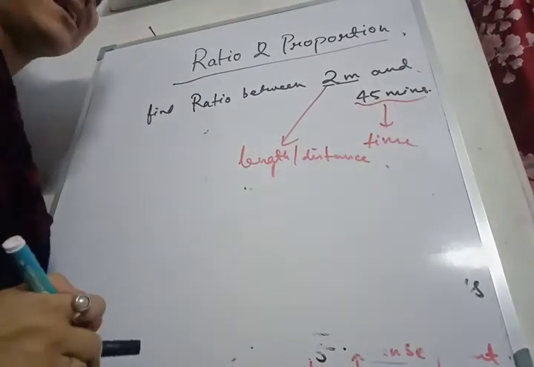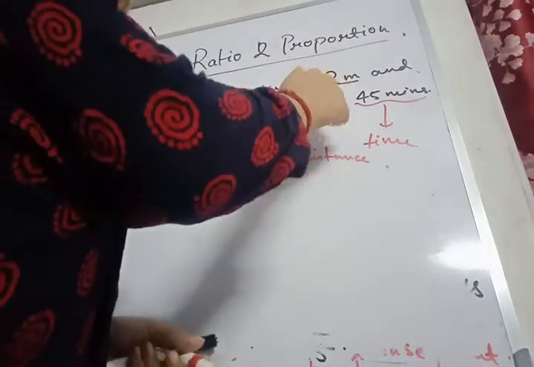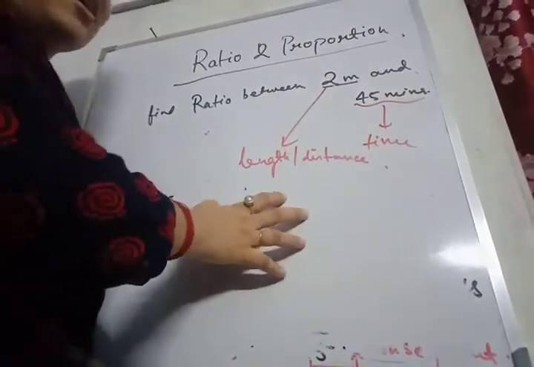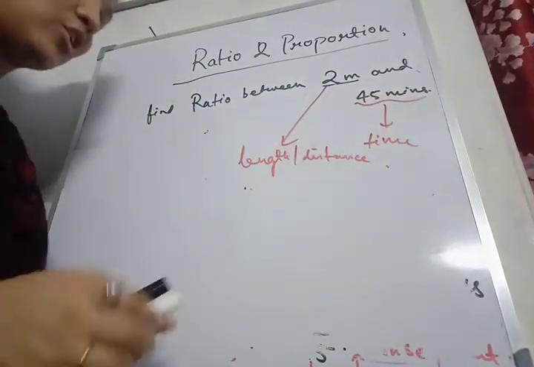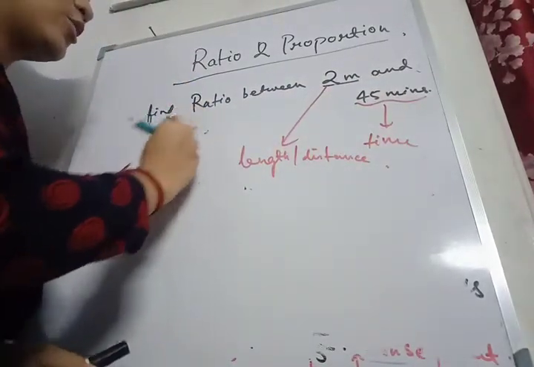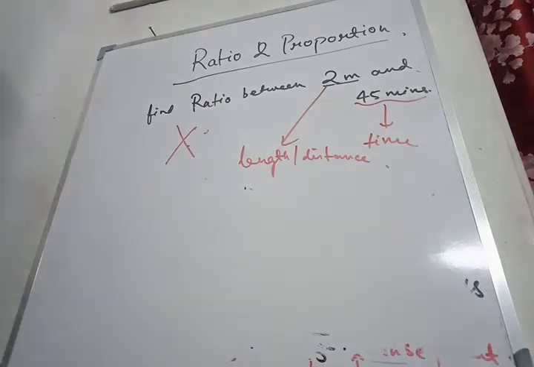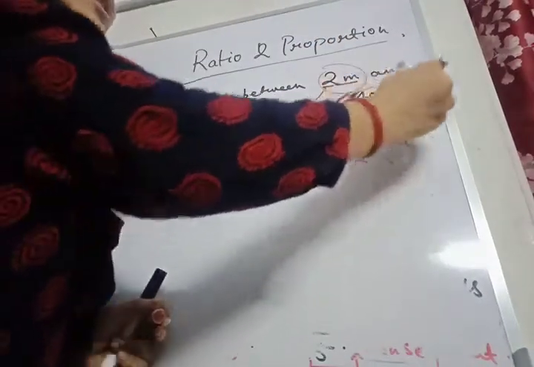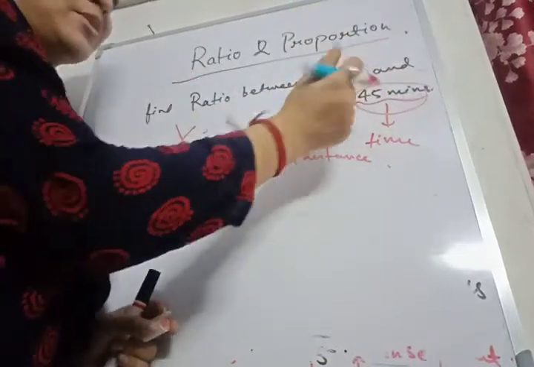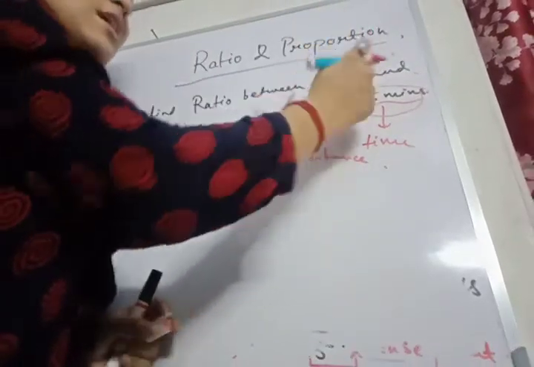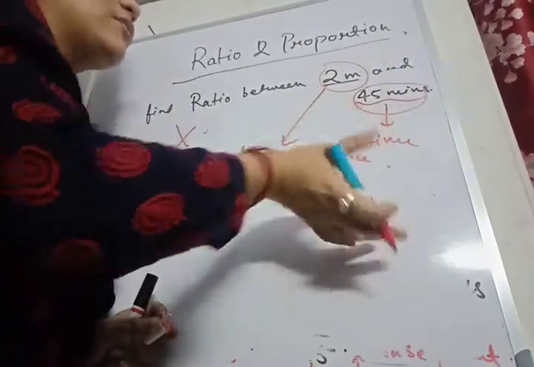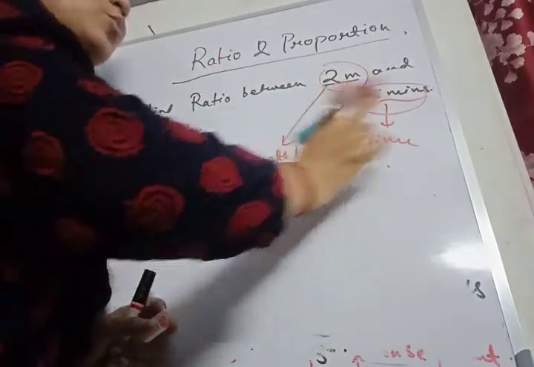Right, and we know that this length cannot be converted to time, or time cannot be converted to length. That's why we cannot find the ratio. Ratio cannot be found, right? Because these two quantities represent different types: this represents either length or distance, and this one, as it is in minutes, represents time. So we cannot do the ratio because these two are different quantities.